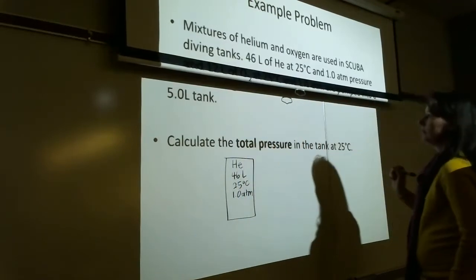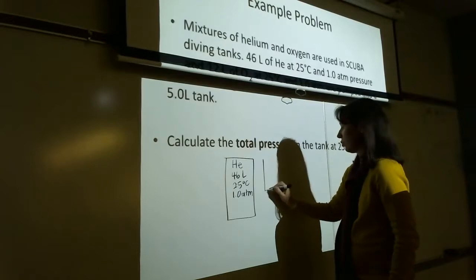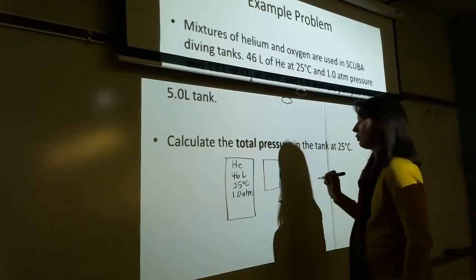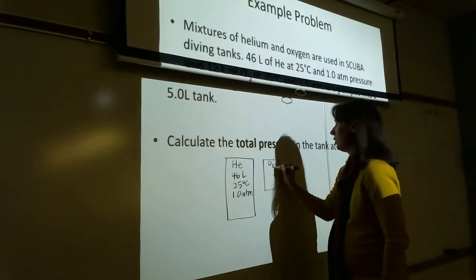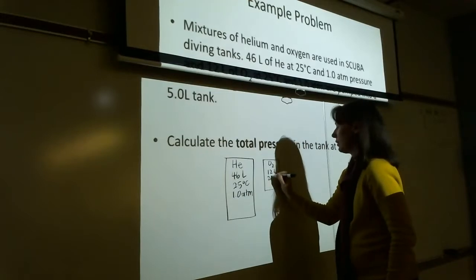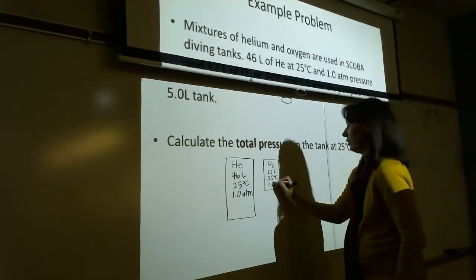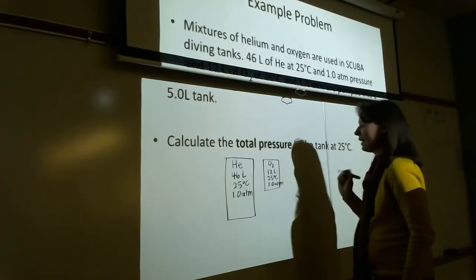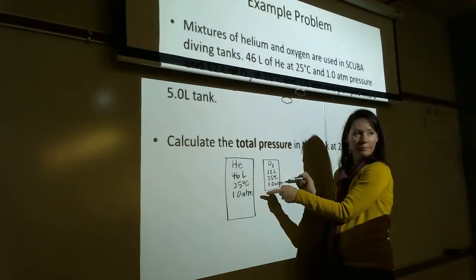Okay, and then this is obviously not going to be to scale. There's 12 liters. Obviously 12 liters will be a lot smaller than 46, but who cares? This is O2, 12 liters, 25 degrees Celsius, and 1.0 atmosphere pressure as well. Now here's nice and convenient, because they're at the same temperature and they're at the same pressure.